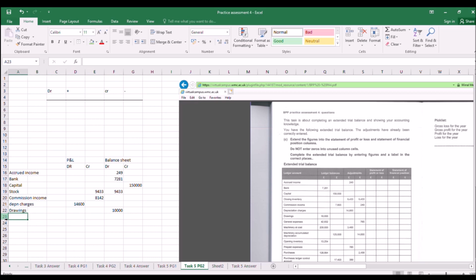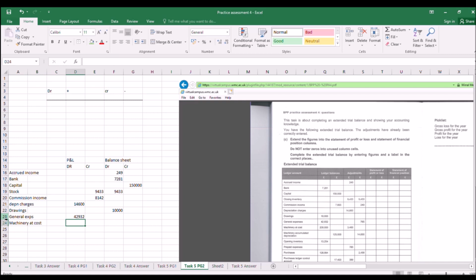The general expenses, that's just going to go into the profit and loss account. Our income and expenditure goes into the profit and loss account, so that's going to be a debit in there because we owe our shareholders less, because they basically get everything after the assets and liabilities have gone.